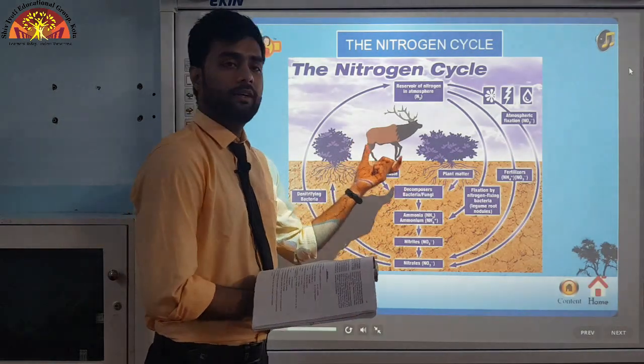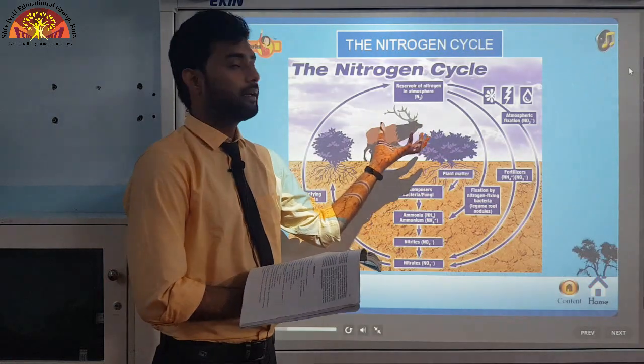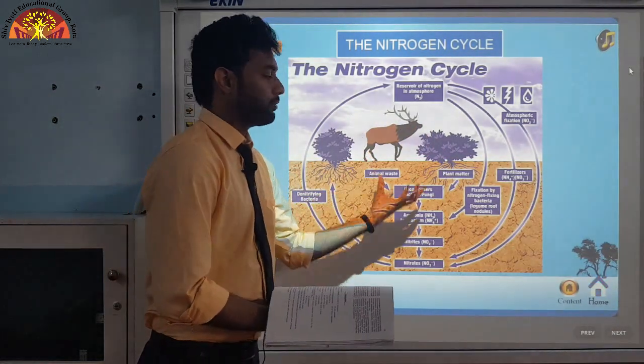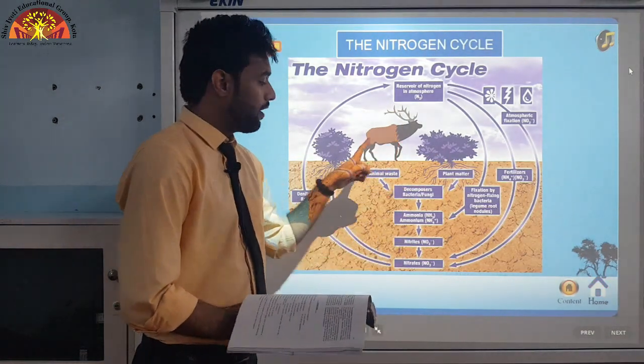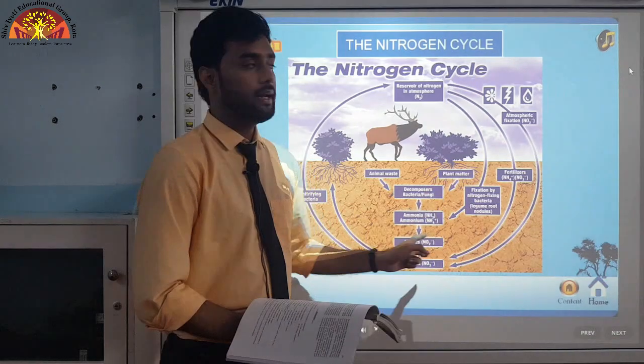When this animal dies, whatever nitrogen it has eaten from the plants will again be broken down by the microorganisms, and the nitrogen will go back to the soil where it will be again worked on by the bacteria and fungi. The same process will take place again and again.